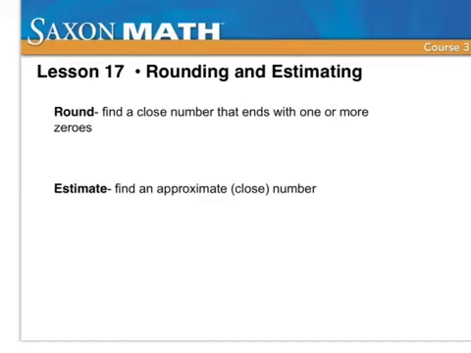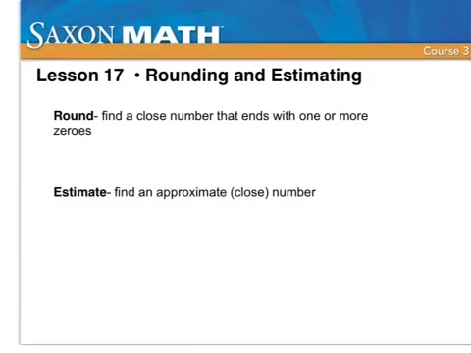Alright, this is lesson 17. We're doing rounding and estimating. Round means we're going to find a close number that ends with one or more zeros. So if I said round the number 41, we're going to find a close number that ends with some zeros, so something close to 41 that ends in 0.